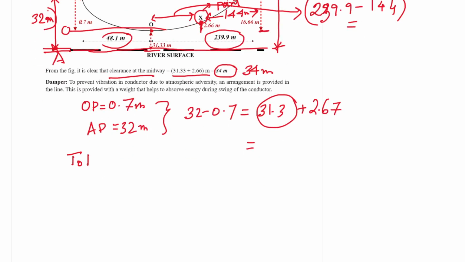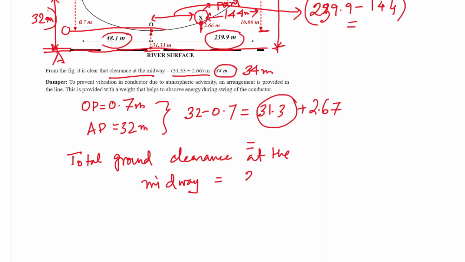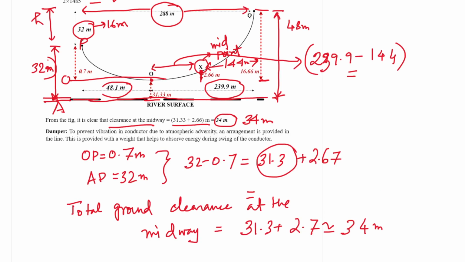Total ground clearance at the midway is equal to 31.3 plus 2.67, so roughly you will get 34 meters. So this clearance is nothing but 34 meters. This is the answer.